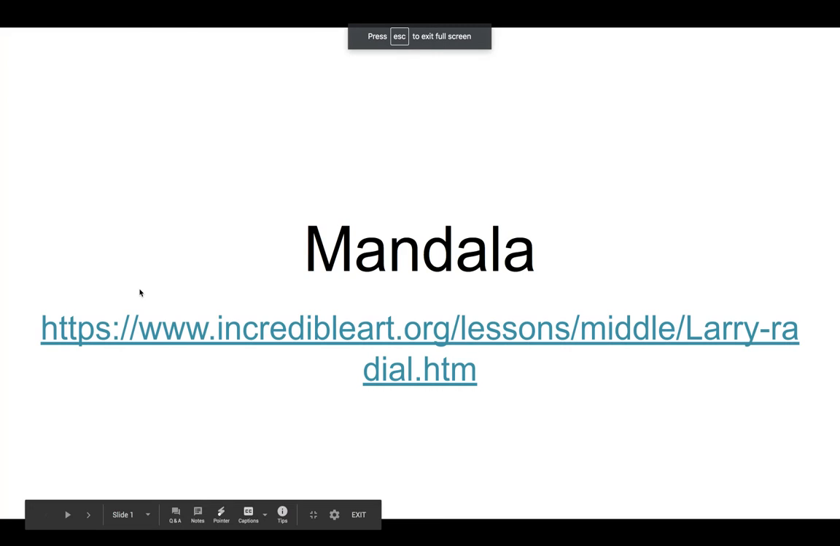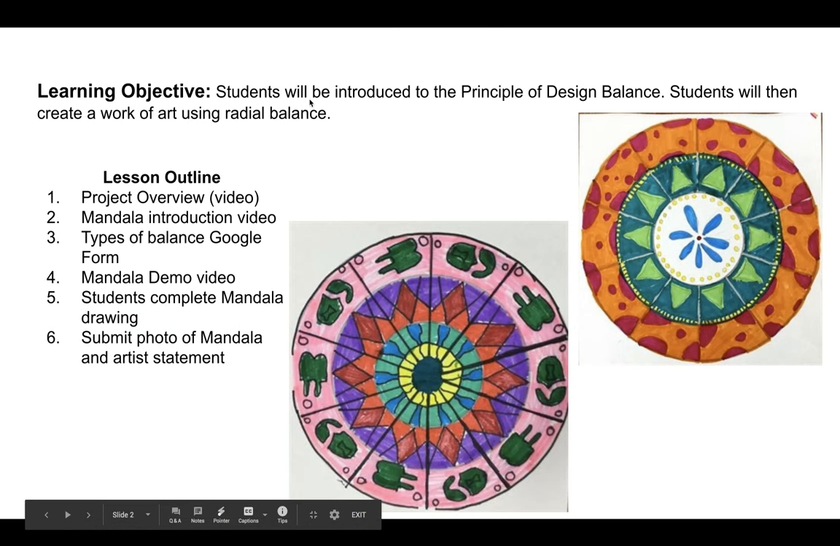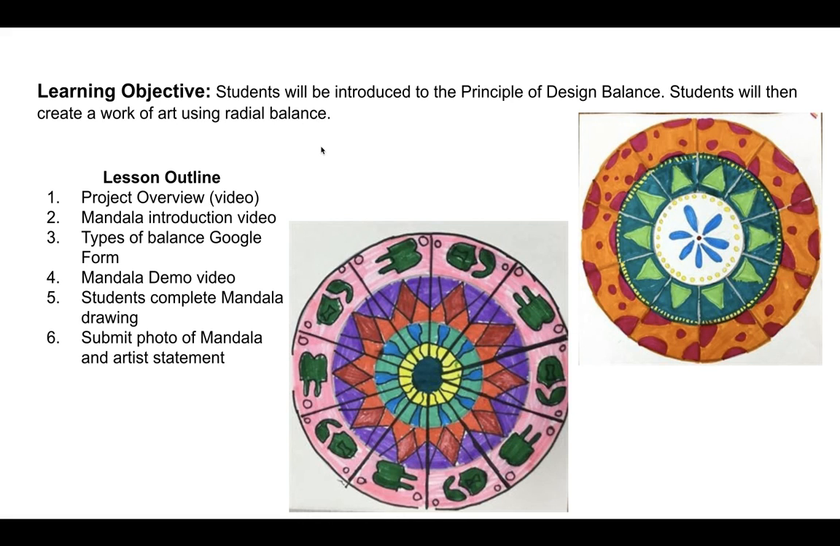Hello, art students. Today we're going to overview your Mandela project. As you can see, the lesson objective is that you will be introduced to the principle of design balance. So we're going to talk about balance and how it is used in multiple different ways in artworks. And then you are going to create a work of art using a specific type of balance, which is called radial balance.